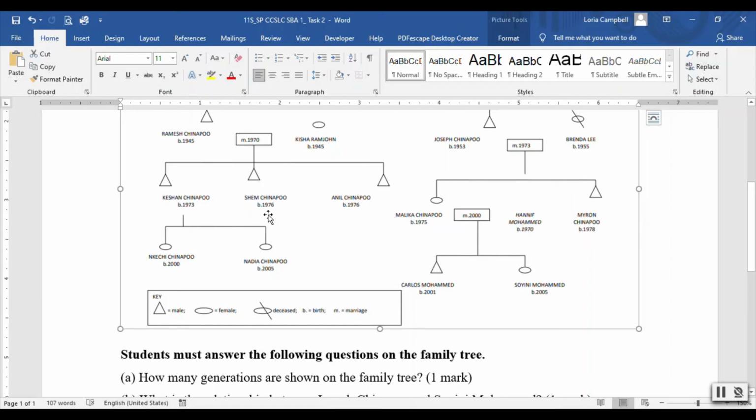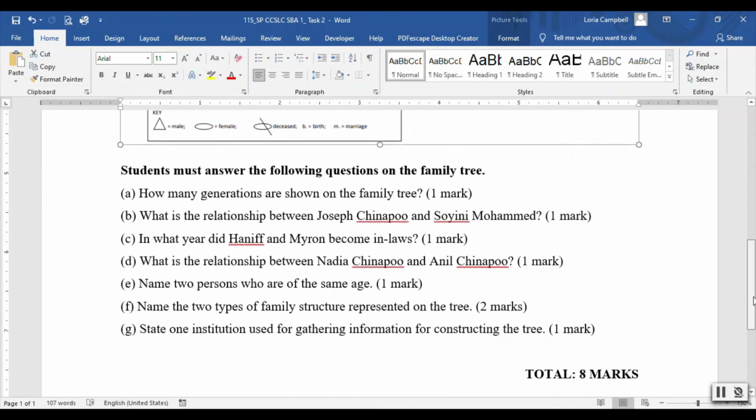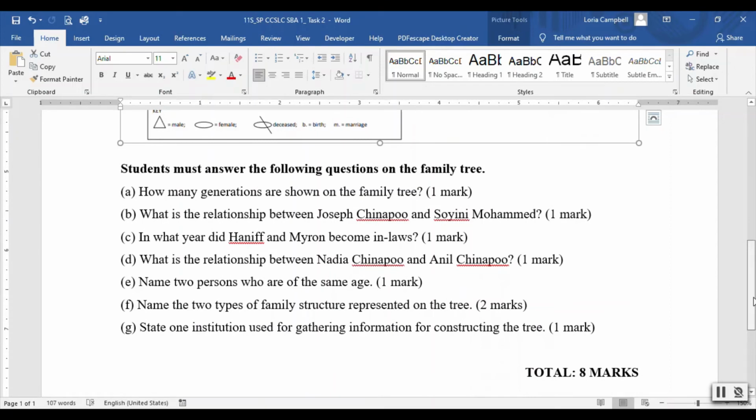All right, can we find 1976? Shema and Anil, they were born the same year. So that would be an answer for that question. Here again, Nadia, born 2005, sorry, Soyini, born 2005. And if we search carefully, we might find others as well. Okay? All right, but we're not going to spend any more time on that. You can find the others by yourself. But in any event, you only need to name 2 persons who were born the same year.